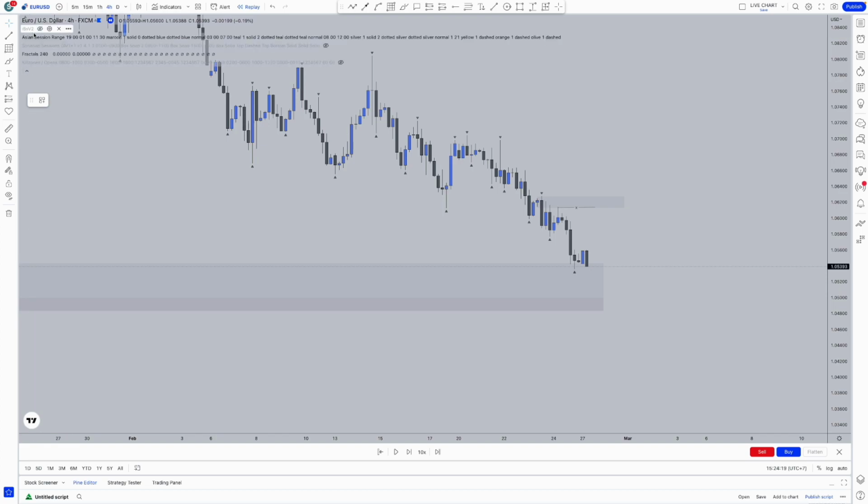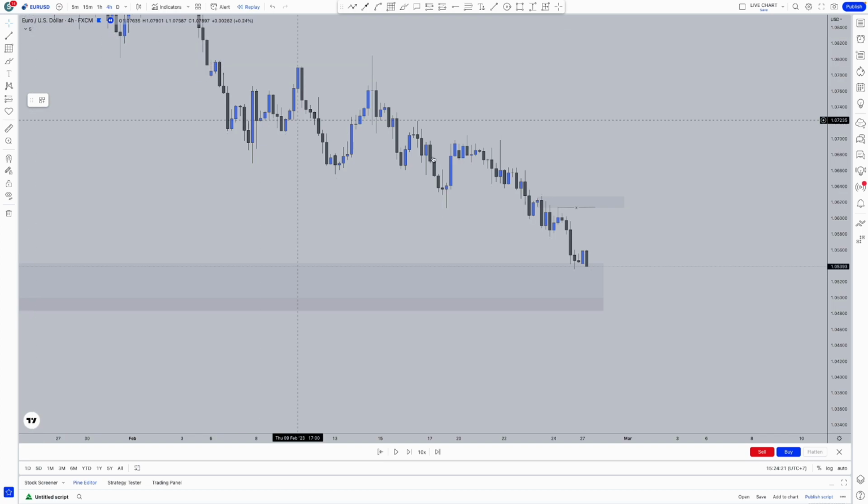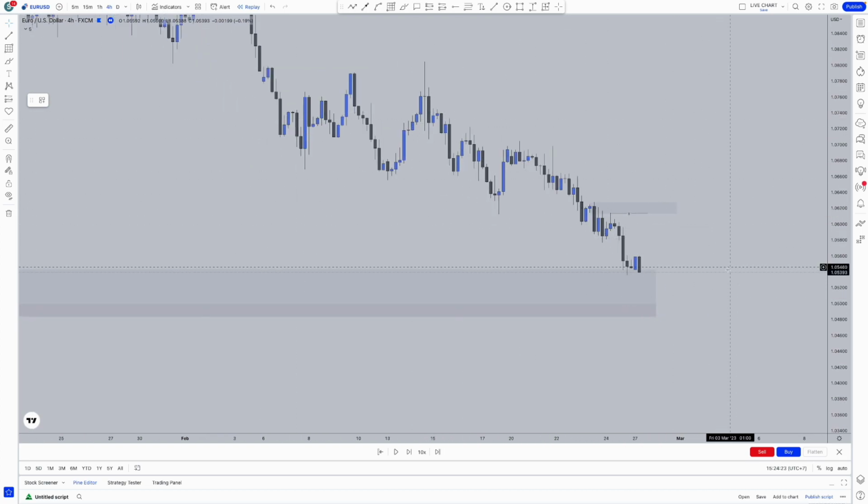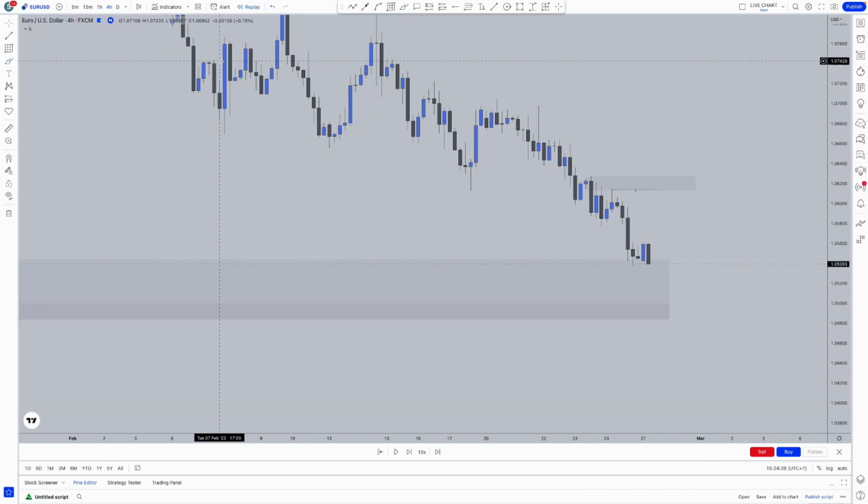But I'll remove these because it's a lot cleaner without them. So yeah, got the 4-hour story here, and then you can start to see where is all the liquidity targeted. We've been selling for the whole of February, so we've got a lot of stacked liquidity here, buy side liquidity, that price action might start to target. And yeah, I'll go to the 15-minute.